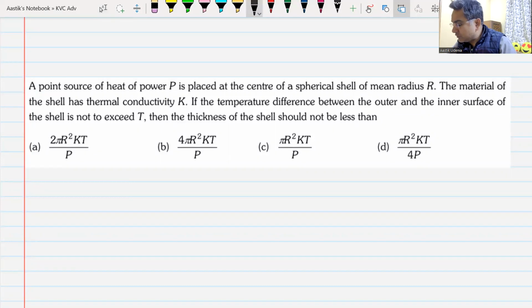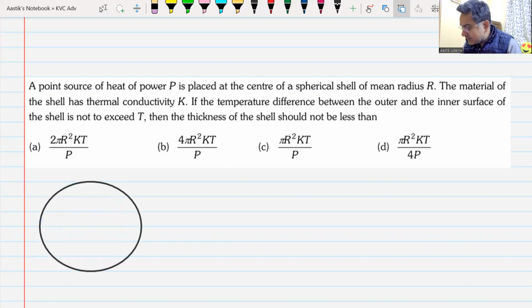So how are you supposed to do this? Remember, this is a thin shell. So you can draw this thin shell like this. It's a very thin shell, and it is given that the radius of this shell is R. We can assume that the small thickness of this shell is delta X. So this is a point source placed here.